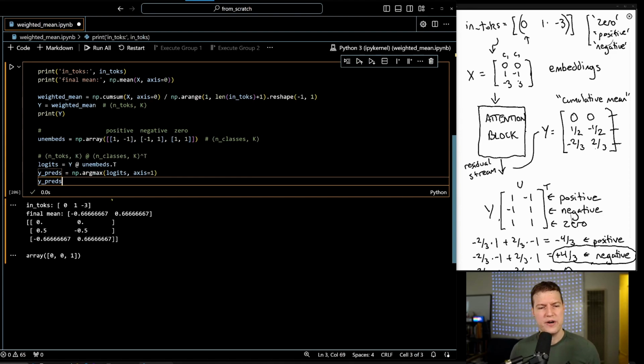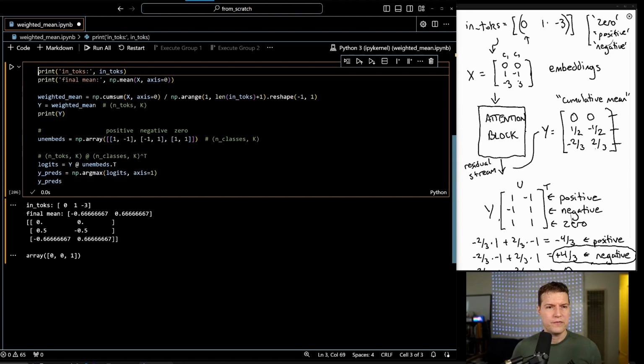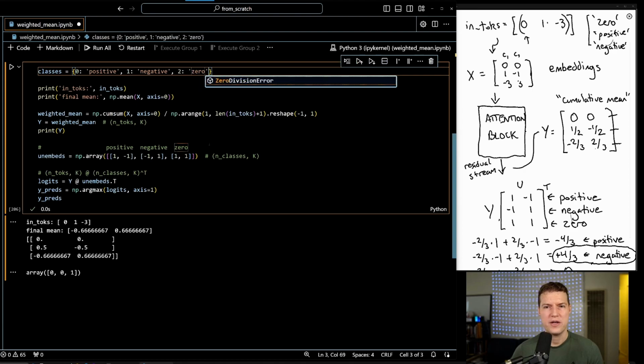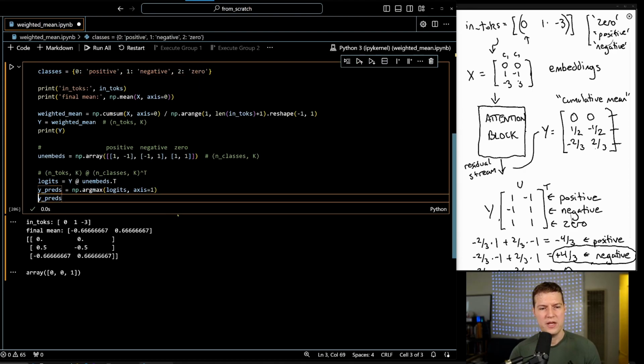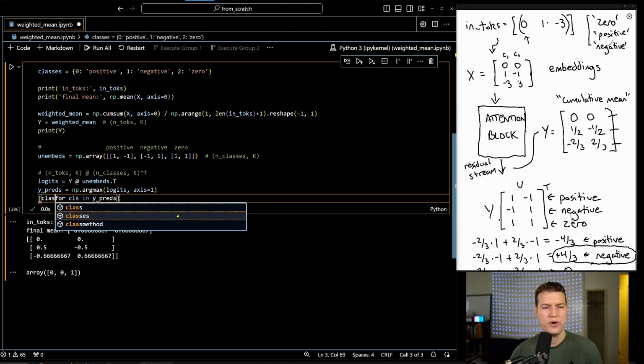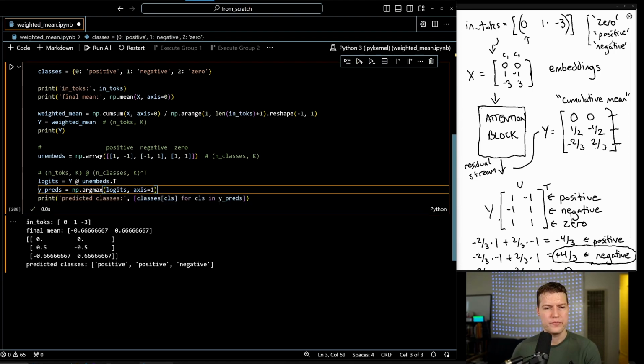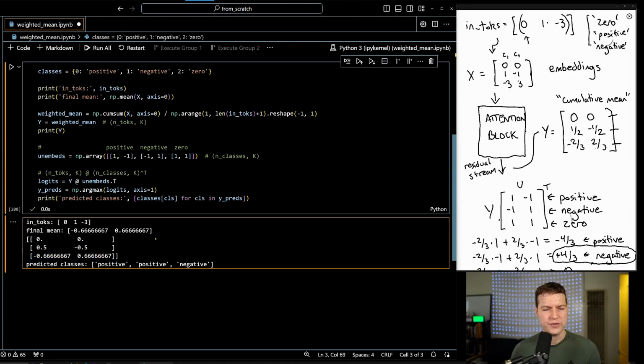Now it would be easier to understand this if we just have a mapping. Let's map these indexes to classes. So 0, just so we keep it in mind, is the positive class. 1 is the negative class, and 2 is the 0 class. So what I'm going to do down here is make a little list comprehension. For class in ypreds, we'll just output classes class. And these are our predictions, and this is our y right here. Pretty nice, right?